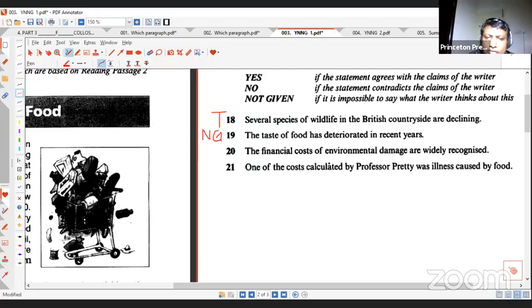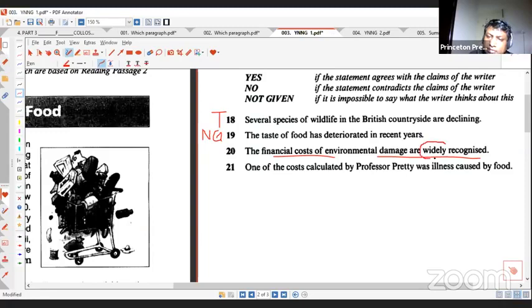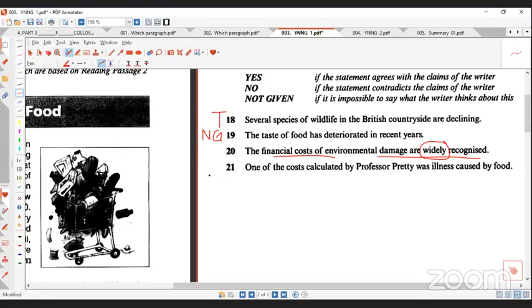The financial costs have been widely recognized. Has it been, sir? No, sir. It is only conservatively recognized. So it's no. Widely is conservative? Widely means everybody has recognized. No, sir. So where can we find it?